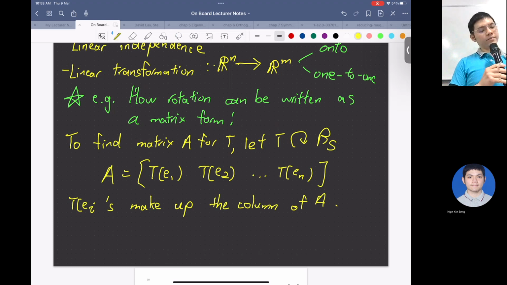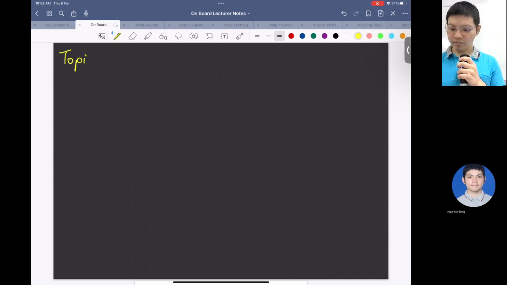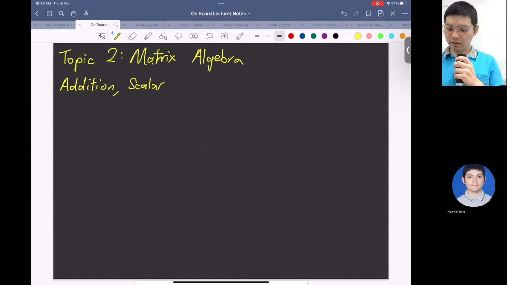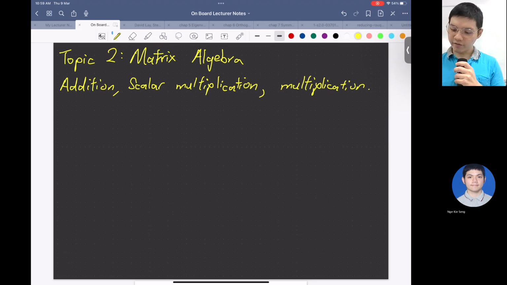Yeah, that's all for chapter 1. Okay, the next part we do matrix algebra. So matrix algebra started relatively easy. We do addition, we do scalar multiplication, matrix multiplication also. Because this is an algebra, it got an extra operation here, multiplication. And then we found elementary matrix.